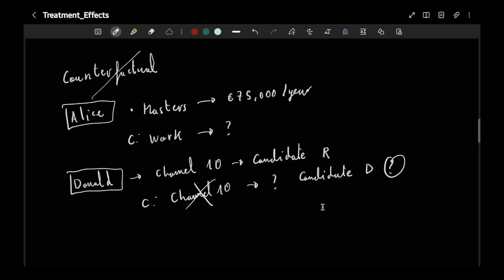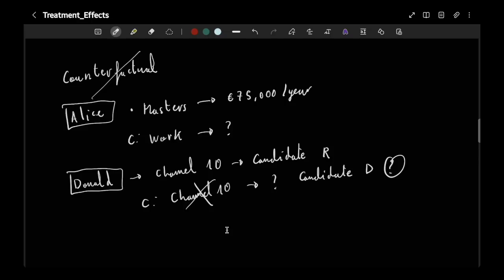So a counterfactual is a within-person comparison. It asks how a given person's outcome would have been different if her treatment had been different. Because we can never observe the same person in two different treatment states, we can never actually make this comparison.